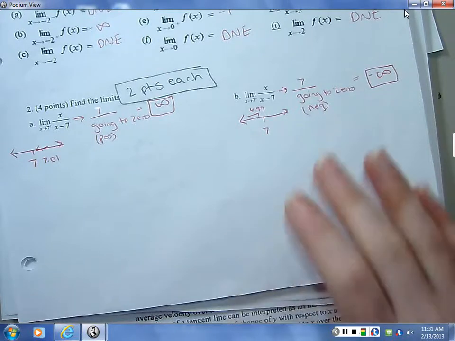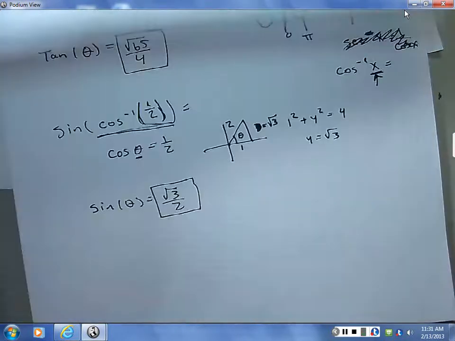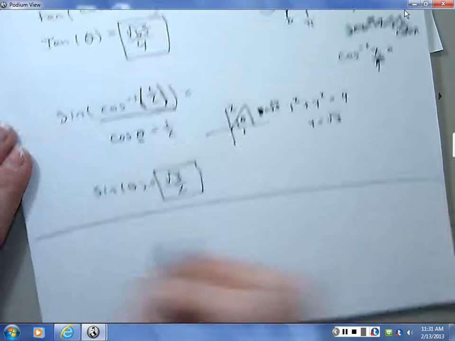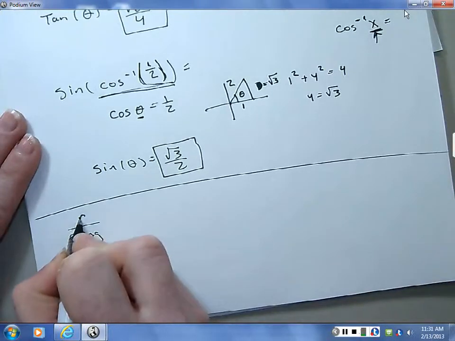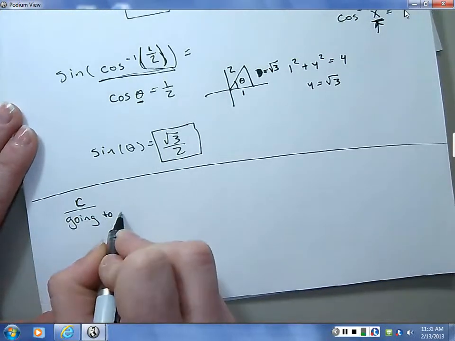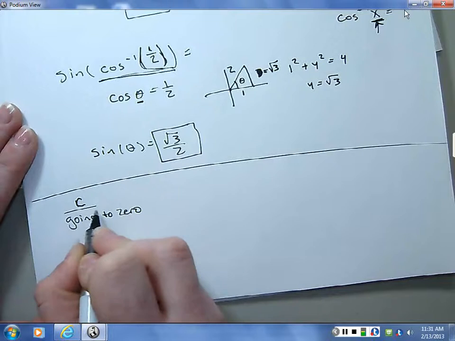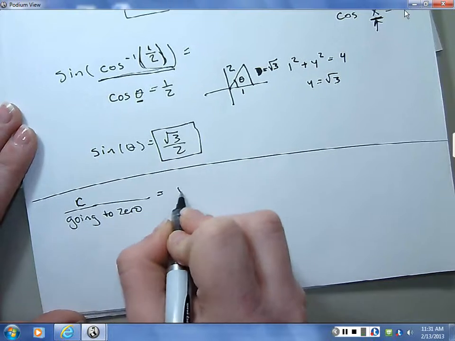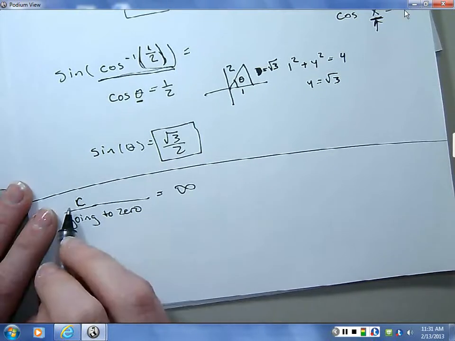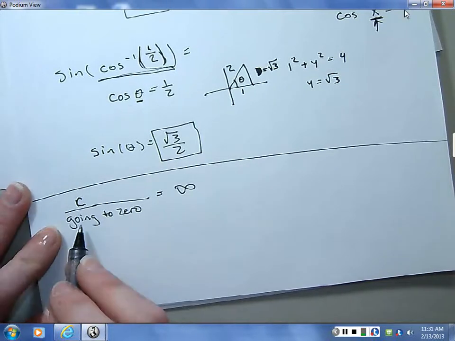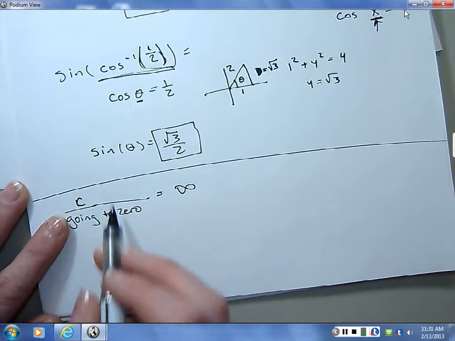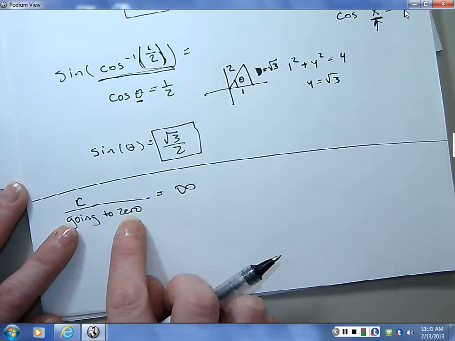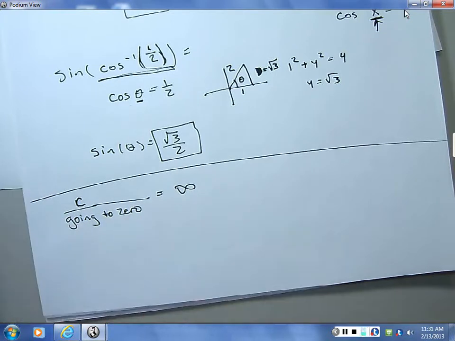So I almost want to write this up. 1 over something going, I'm going to put a constant instead of 1, going to 0 is infinity. Now, if the constant's negative and you're going to 0 and it's negative, they're going to cancel, right? And you're going to get infinity. If the constant's negative and you're going to 0 positive, it's minus infinity. So you have to be a little careful, right?